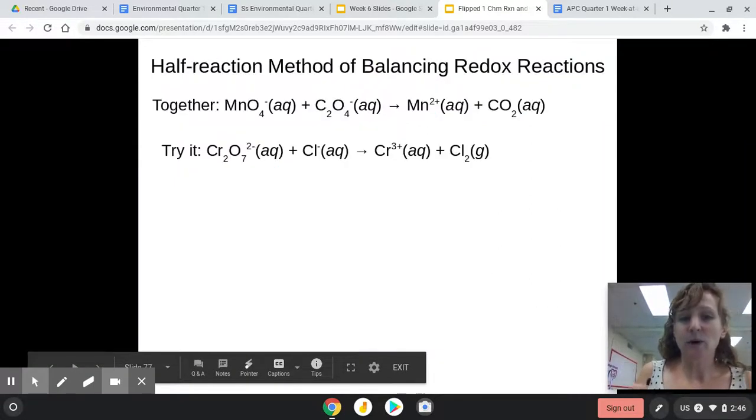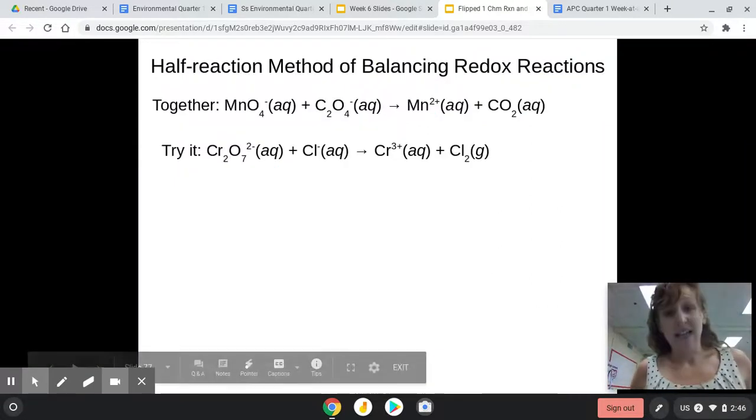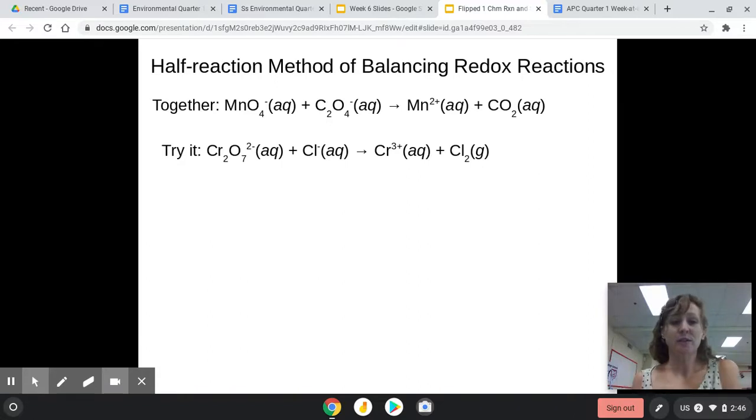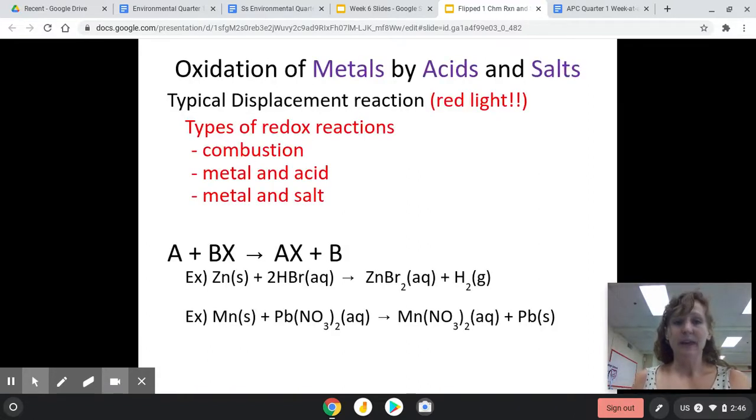Okay, this is the one we're going to try together in class. So we'll do that next time we get some practice time together. Okay, so a couple special types of oxidation reduction reactions I just want to point out to you.